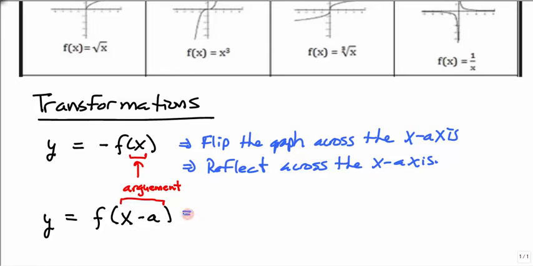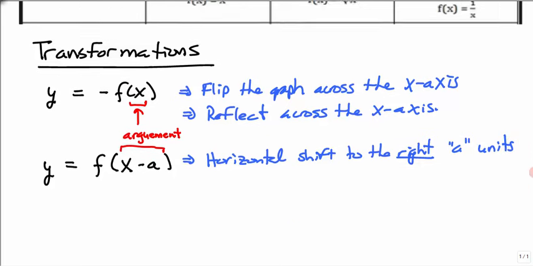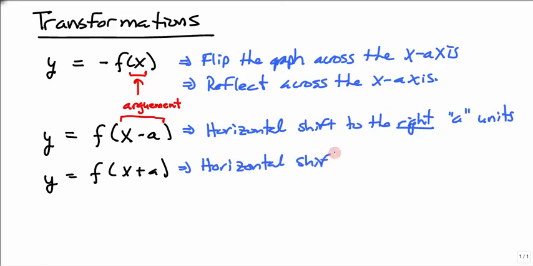Because this is within the argument of the function, this is a horizontal shift to the right. And this is what's kind of surprising. It's opposite, a units. So I would pick up the whole graph and I'd move it to the right however many units we have here. We could also look at y equals f of x plus a. Well, as you might imagine, this is a horizontal shift to the left. Again, it's opposite of what we think because it's within the argument, a units.